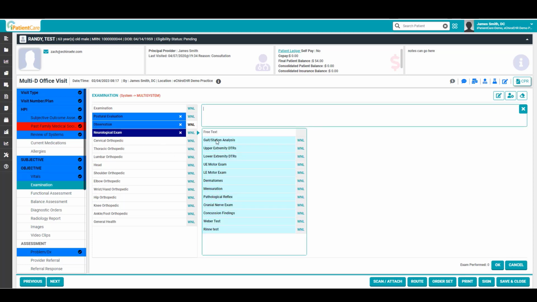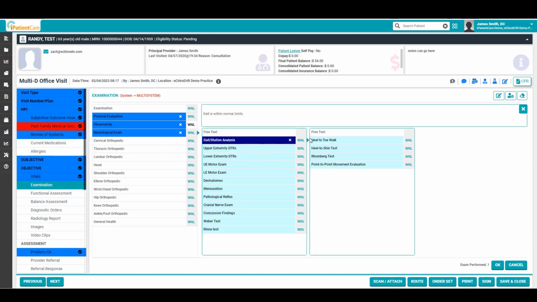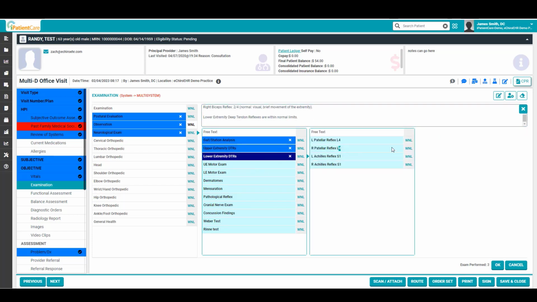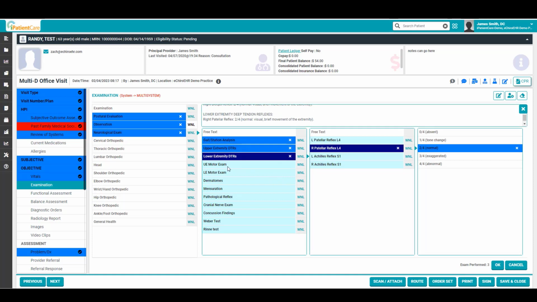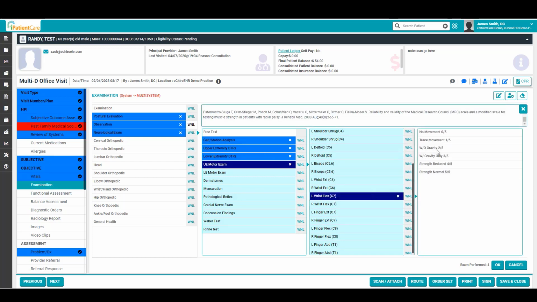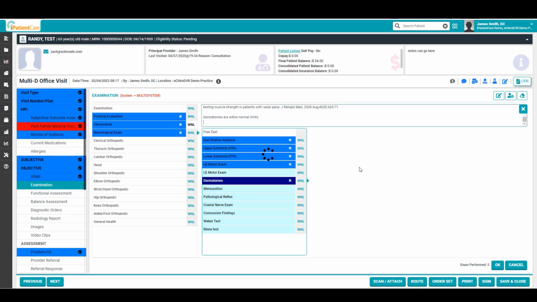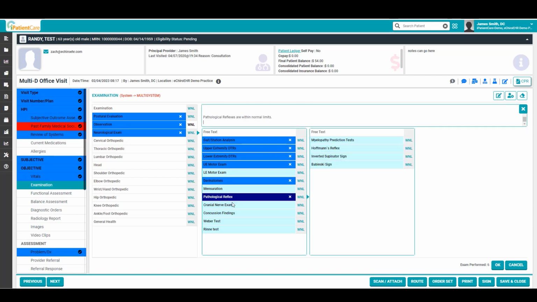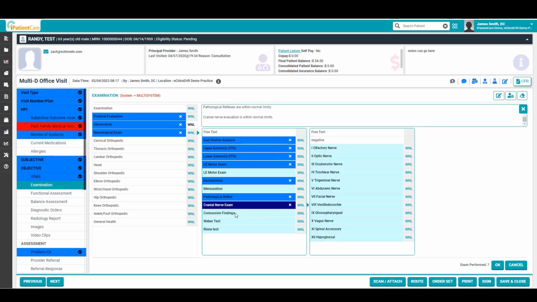Next, we have neurological exam, gait analysis, and you can see again, left to right, upper extremity DTR, lower extremity DTR, upper motor exam. And when we have longer lists, just by simply scrolling down, you can make your selection rather quickly. Dermatomes. And then, of course, mensuration, pathological reflexes, cranial nerve exam, concussion findings, and then Weber and Rinne tests.